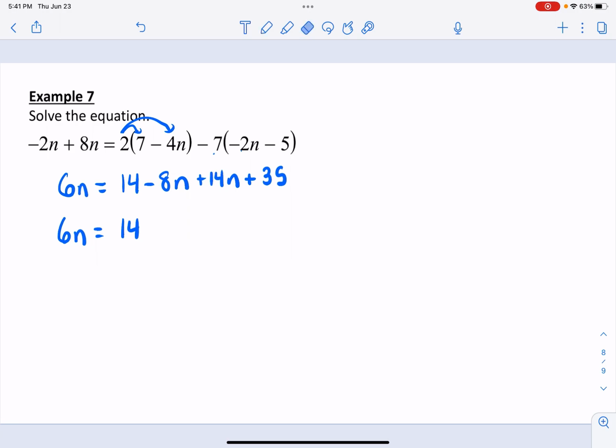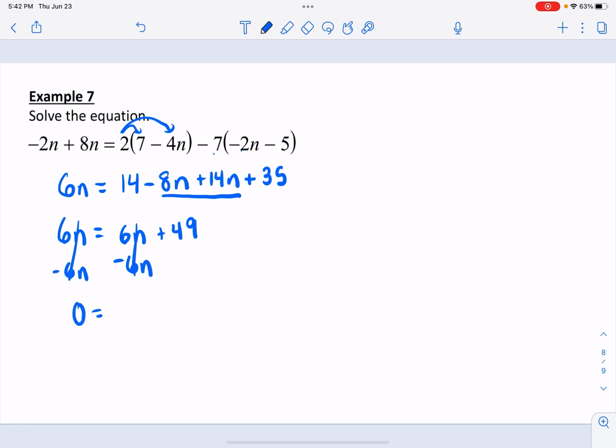Okay, so let me redo that. So let me think about how I'm going to do this. I combine these two terms to get a 6n. And then I have 14 plus 35 to get a 49. I subtract 6n from both sides. So I get 0 equals 49. This is never true. Okay, which tells me that this is no solution.